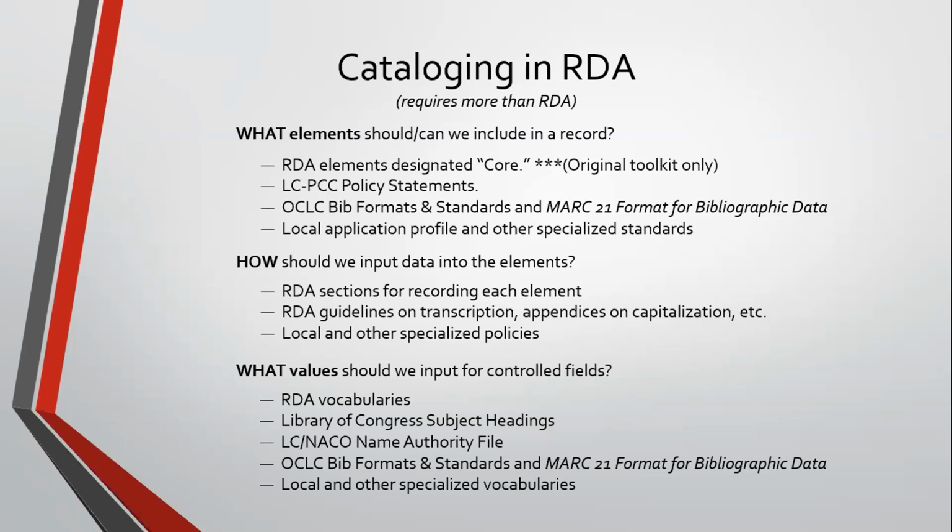Okay, so I've listed here again the 3 questions that we talked about at the beginning, and just the sources that you will likely consult to answer each of them. And I want to quickly talk about the very first line there, and that's what elements should or can we include in a record. So RDA doesn't do the same breakdown of various levels of cataloging that AACR2 did. It designates certain elements as core and others as enhanced, and that's what you get. And then after the 3R project, even that goes away. So we have to rely a lot more on catalogers' judgment or on local application profiles, standards, and the LC-PCC policy statements if you make use of those.